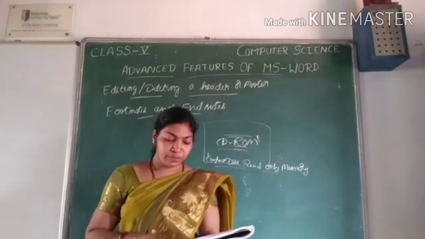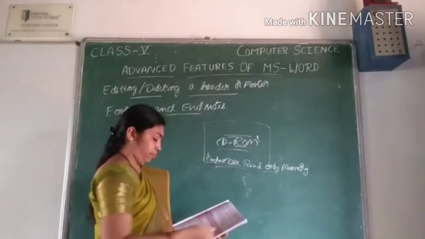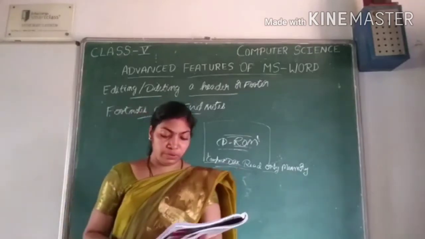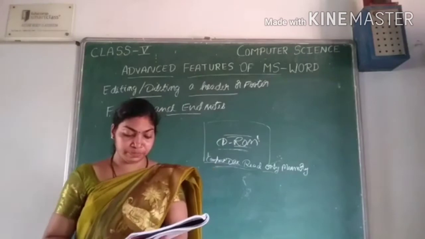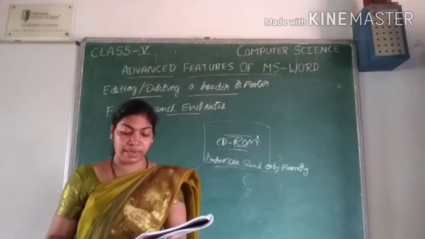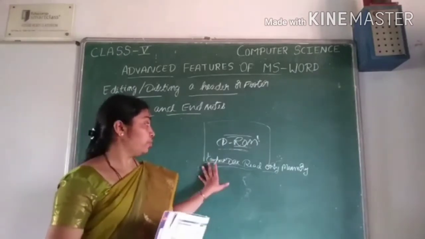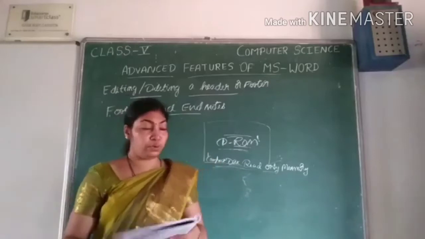It can also be a comment. You can also use a comment at the end of the page. So that is what footnotes are used for. Endnotes are placed at the end of the chapter or section of a document. So you understood about footnotes. Next, endnotes. So what are endnotes?